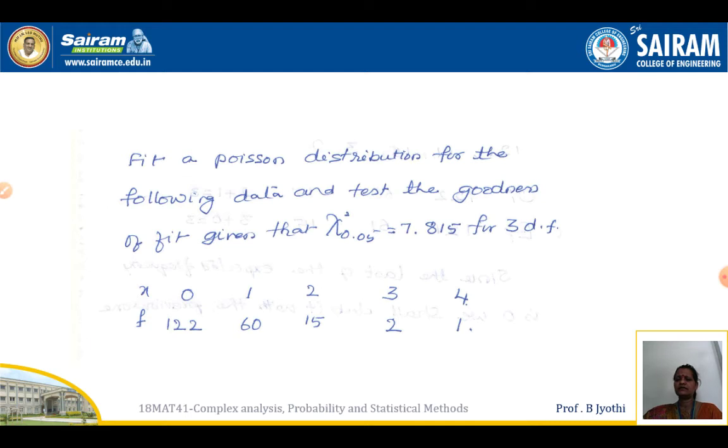Next, let us see another problem for the Poisson distribution. Fit a Poisson distribution for the following data and test the goodness of fit, given chi-square at 5% level of significance is 7.815 for 3 degrees of freedom. X is 0, 1, 2, 3, 4 and f is 122, 60, 15, 2, 1.